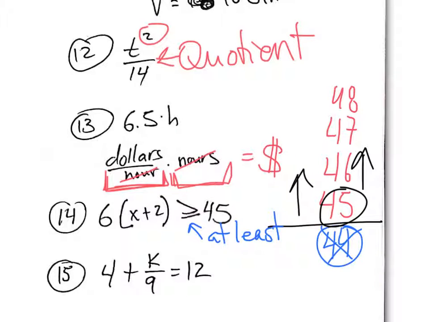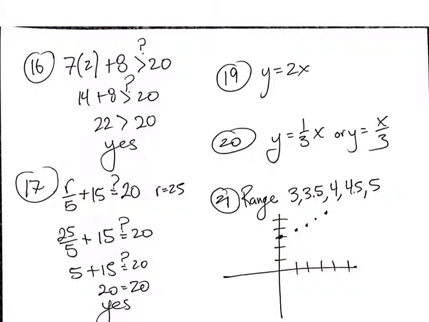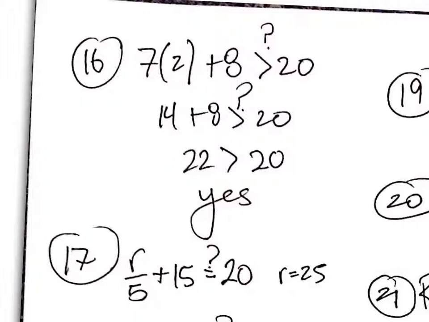All right. 15, the sum of 4 and the quotient of a number k and 9 is 12. Okay, so the sum of, we're adding these two things together. The quotient of a number k and 9 is 12. All right, moving on to the second page of the practice test. So 16 says, check whether the given number is a solution of the equation or the inequality. So this is where we substitute in to check.